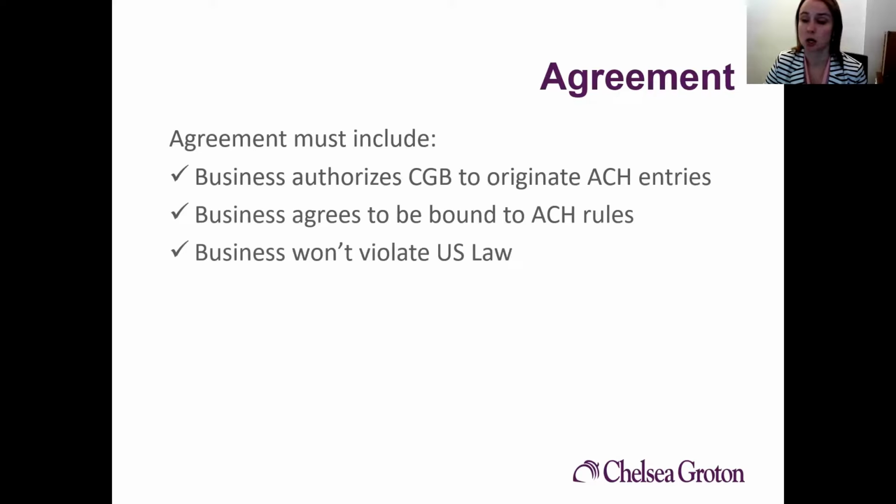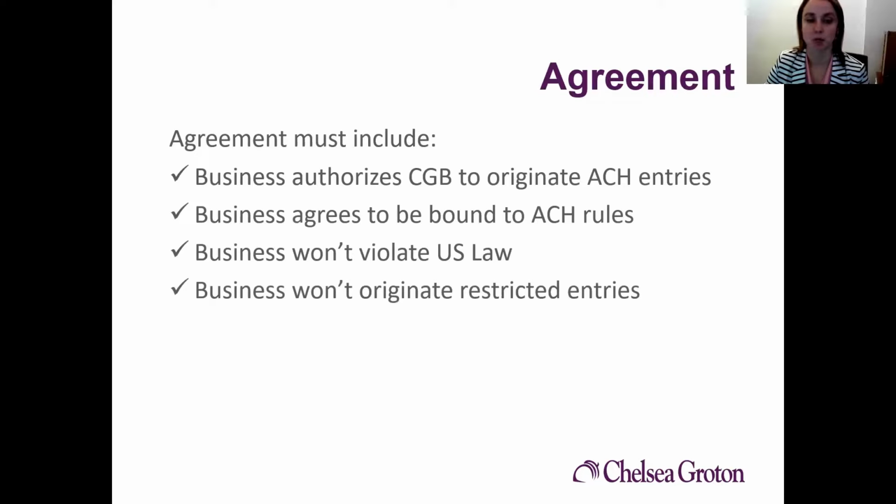You won't violate any U.S. laws. For example, OFAC is a big one. So we don't want to send any money to anybody on a sanctioned party list, those types of things. You won't originate restricted entry. What we mean by that is international ACH transactions. You can do international wire transfers. It's just we don't permit international ACH transfers. They're a very risky entity.